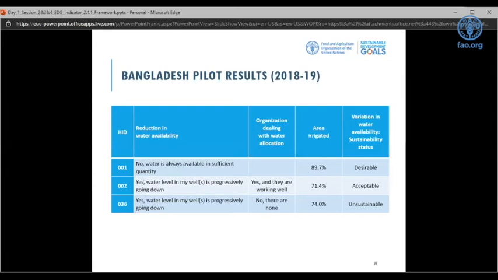are you experiencing reduction in water availability? Yes, water level in my wells is progressively going down over time. Then the follow-up question is, are there organizations that help you allocate the water effectively? And the farmer says, yes, there are organizations and they are working well. We classify this holding as acceptable. The third case: water level in my wells is progressively going down. No, there are no organizations that effectively allocate water. He is irrigating 74% of his agricultural land area of that particular farm, and hence this holding is classified as unsustainable.